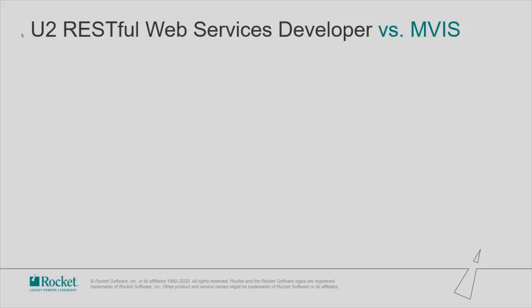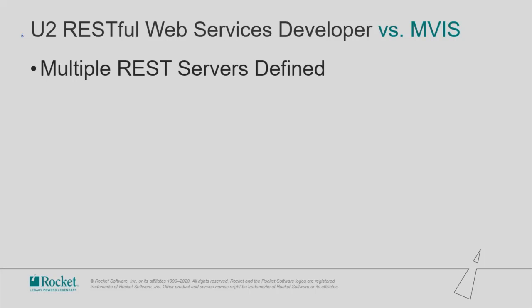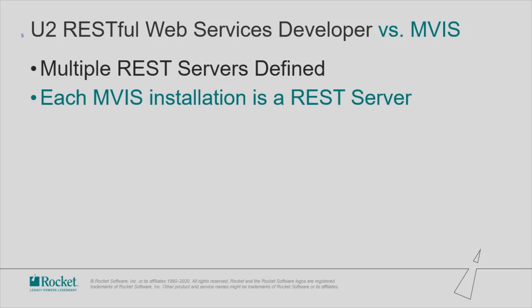So first of all, a comparison of U2 REST and Mvis. Within U2 REST, you can define multiple REST servers. That's slightly different with Mvis because with Mvis, each installation is a REST server. You can install as many copies of Mvis as you want to one U2 server.